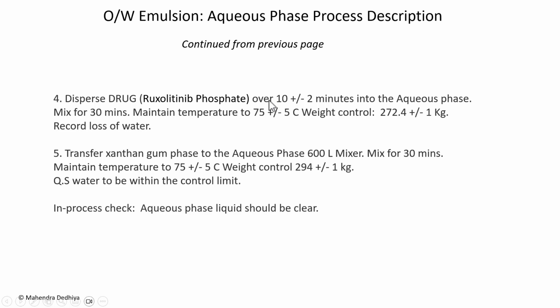Disperse drug over 10 minutes into the aqueous phase. Mix for about 30 minutes. Maintain temperature at 75 degrees. This will allow the drug to dissolve faster.